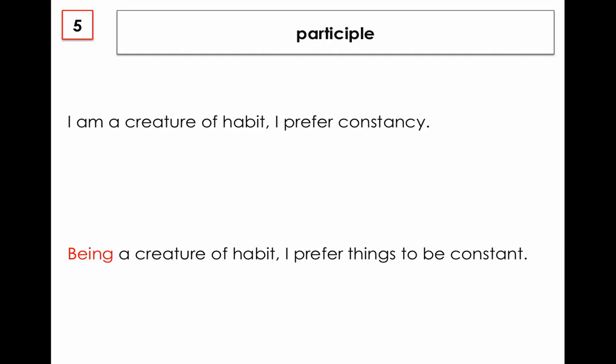Notice that in the sentence at the top you could have a full stop after habit. I am a creature of habit, full stop. And we talked about the fact that if you can put a full stop in, you shouldn't have a comma. You can have a semicolon if you like, but it's not good to have a comma here. But in the second sentence it's fine because I've turned it into a clause using the participle, being a creature of habit.